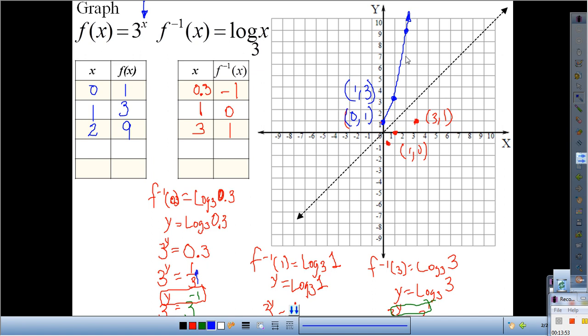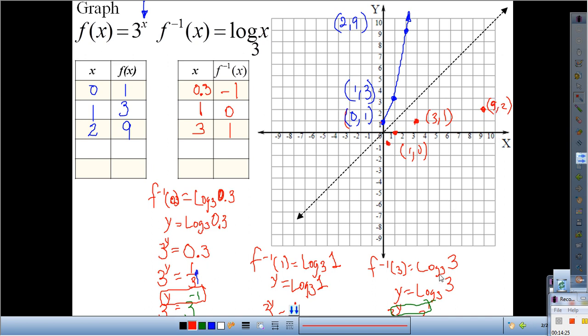So what would be the reflection? Let's see, this one, the coordinate is 2, 9. What would be its reflection according to the inverse? Yeah, you got it. Notice these are just turned around, the values. So that means the next value here would be what? 9, 2.